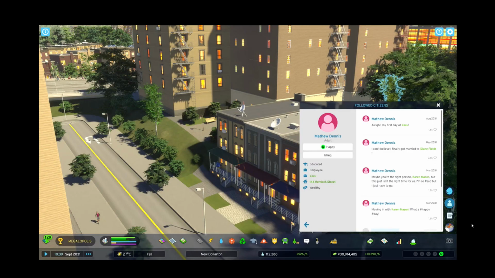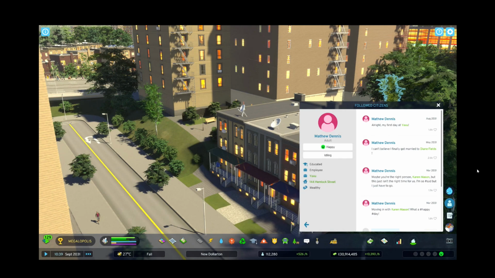And then here we get a look at the journal. So here we're following Matthew Dennis. He's talking about his first day at Yaksu. Looks like that's his new company he's recently joined as of August 2031. Now it's just September. So yeah, he started a new job last month. That's pretty cool. He got married a couple months before that. So that's really cool as well.